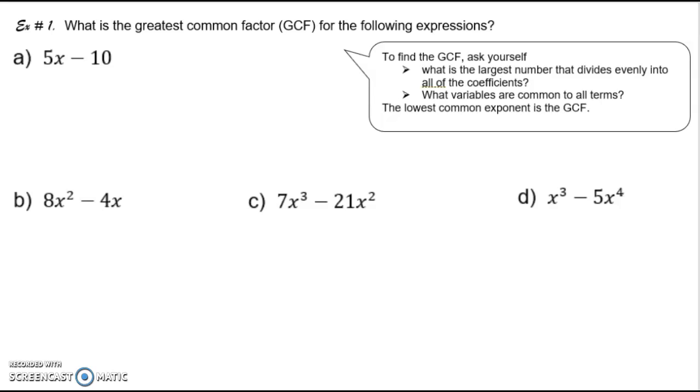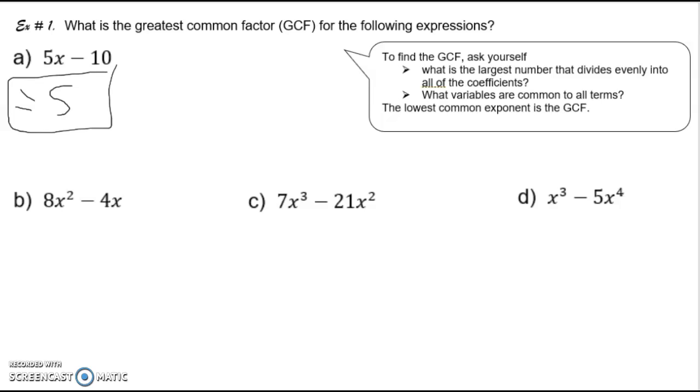Okay? So the first one here, A, 5x minus 10. So we have a 5 and we have a 10. So the biggest number that goes into both is 5. So I'm just going to write my equal sign, and I'm going to put a 5 there. And then when we look at our variables, we'll notice that this one has an x, but this one does not. So since they both do not have an x, all we can do is just use the number 5. So this would be your final answer.